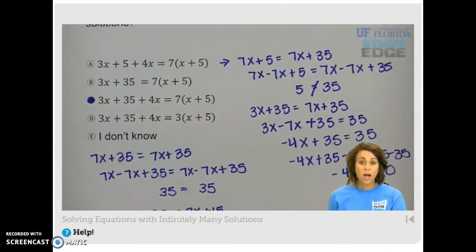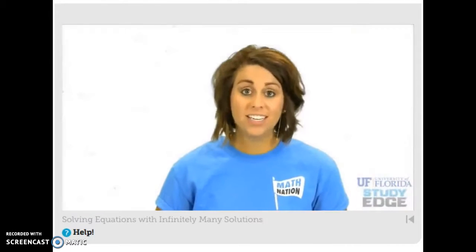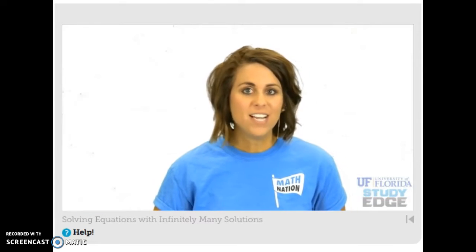So we've done a great job in picking C, and now we've approached a bunch of different types of solution, and we can add infinitely many to our list.